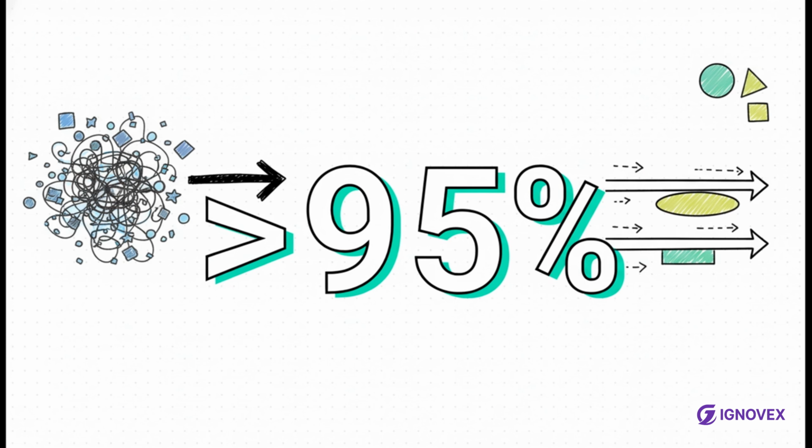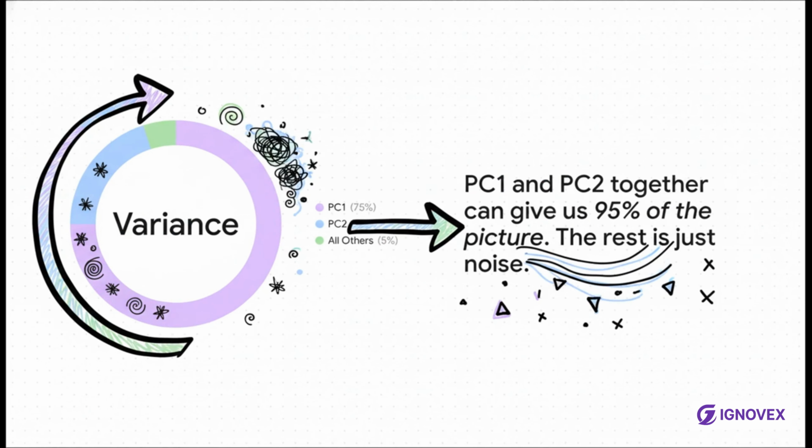It's really common to find that just your first 2 or 3 principal components can capture something like 95% of the total variance from a data set that might have started with dozens and dozens of variables. I mean, think about that. You get pretty much the whole story, but with just a tiny fraction of the original complexity. That's a huge win.